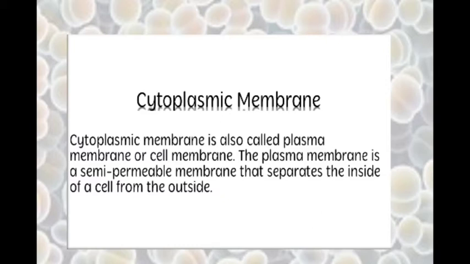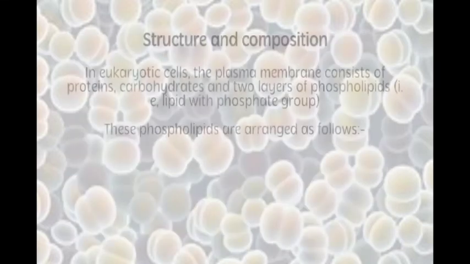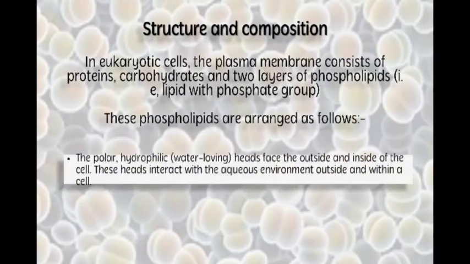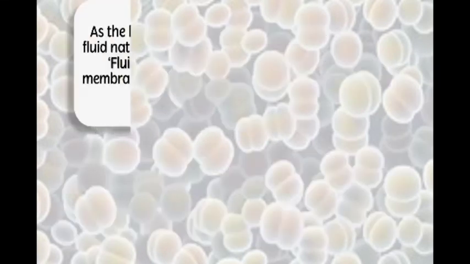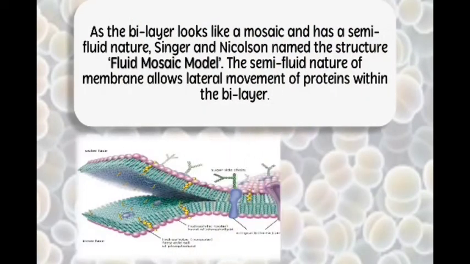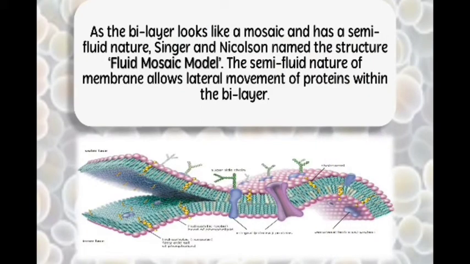As we discussed in our previous presentation, phospholipids make up the basic structure of a cell membrane. A single phospholipid molecule has two different ends, a head and a tail. The head is basically made up of polar and hydrophilic components. Hydrophilic means water loving. For that reason, heads face the outside and inside of the cell. These heads interact with the aqueous environment outside and within a cell, because they are made up of hydrophilic components.